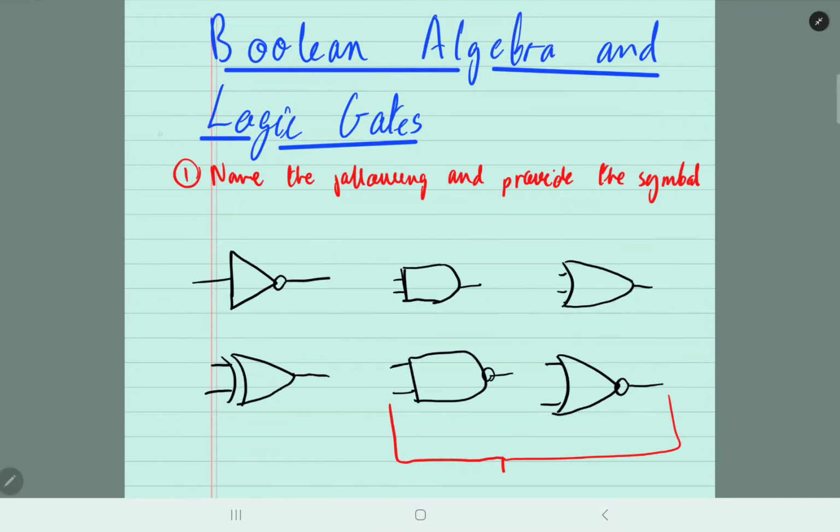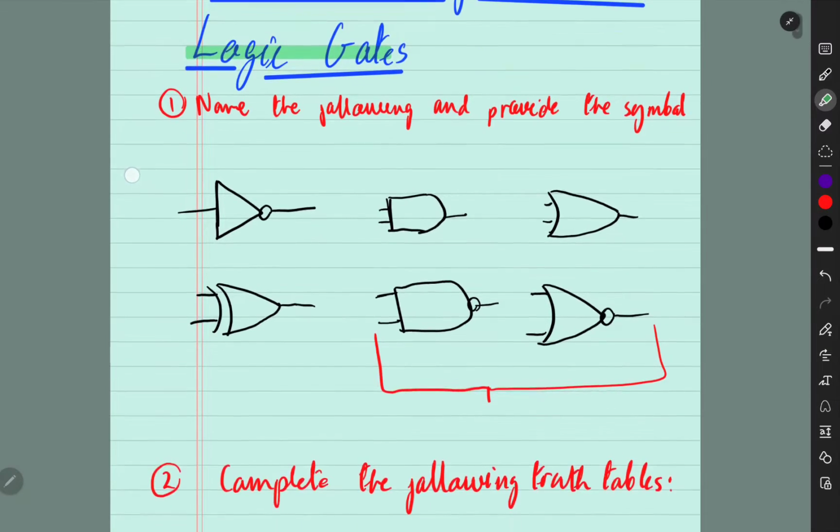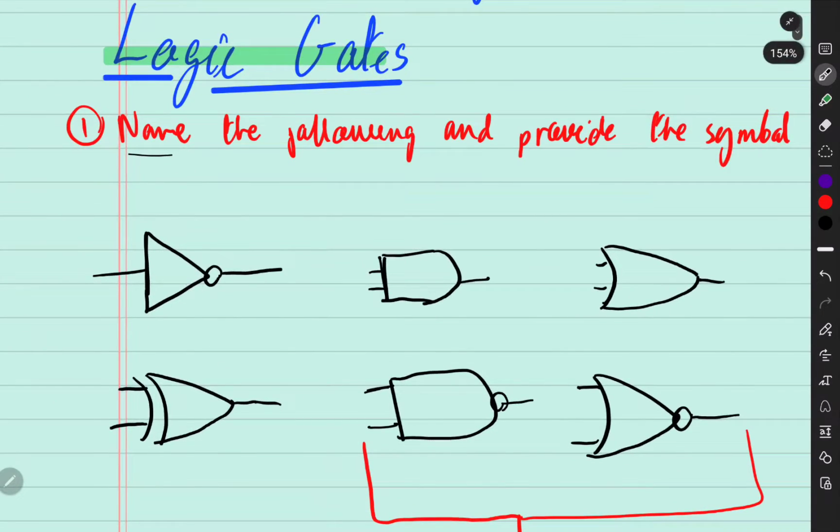Be teaching you about Boolean algebra and logic gates. So, the first activity I would like to give you guys is, could you name the following symbols and provide the Boolean algebra symbol for it. So pause the video and do it.